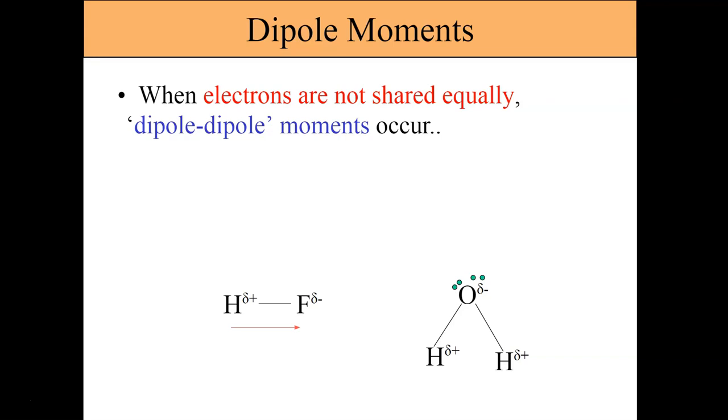If we look at water, it's a good example of a polar covalent bond, where the oxygen is going to hog those electrons a little bit more, and so we're going to get a dipole with our arrows heading away from hydrogen towards oxygen.